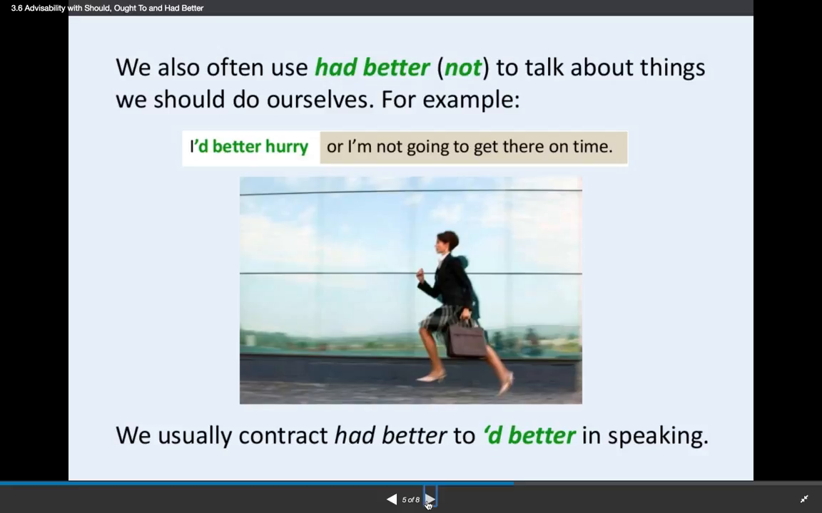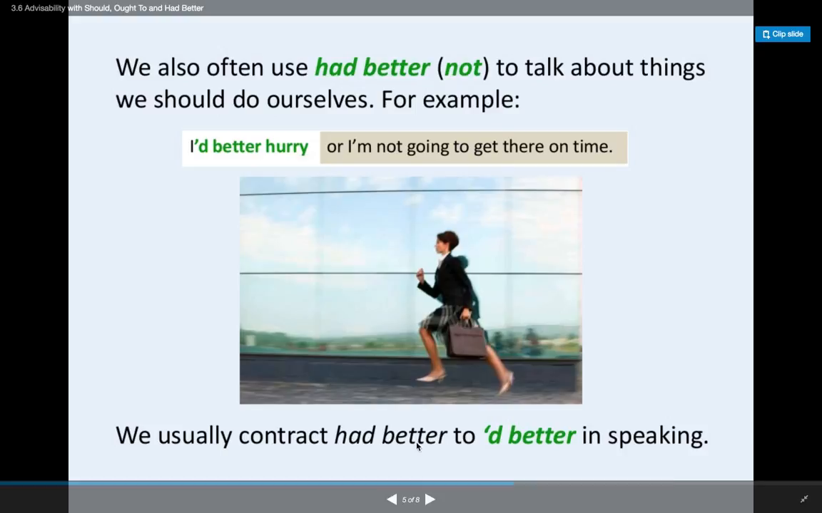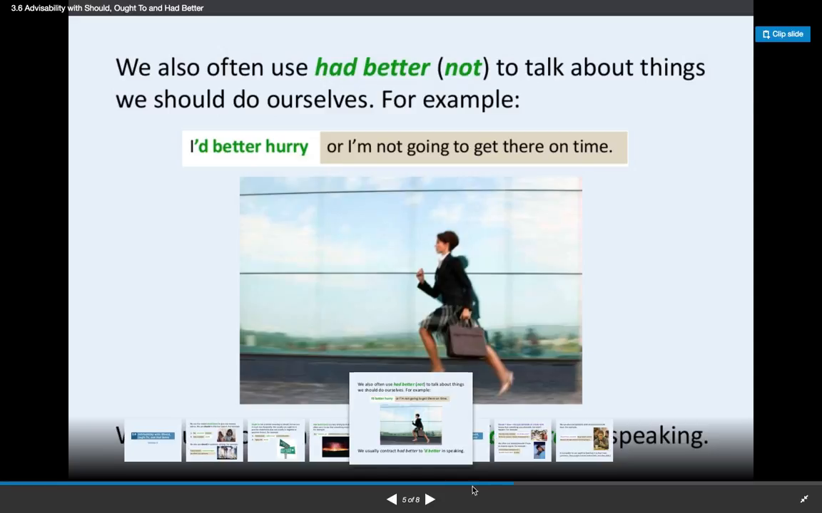We also often use had better or had better not to talk about things we should do ourselves. Okay, I'd better hurry, or I'm not going to get there on time. And we usually contract had better to the contraction I'd better or he'd better in speaking.